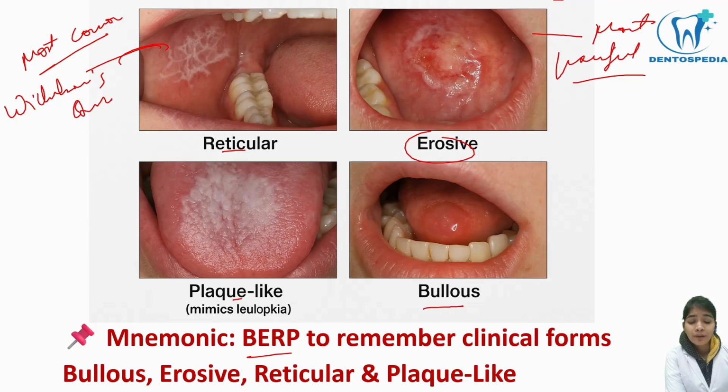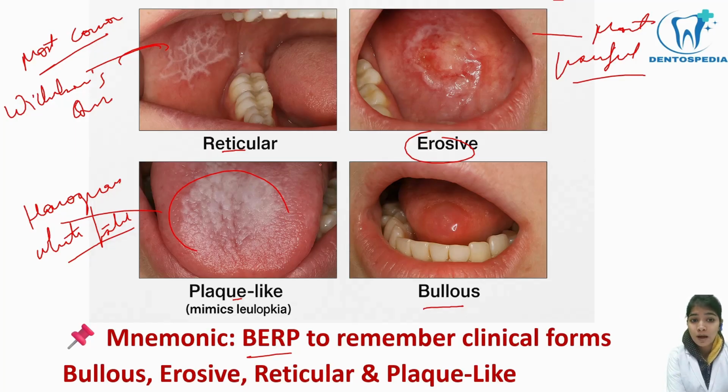Now plaque-like. See, there will be a homogeneous mass, a homogeneous white mass or homogeneous white patch. Now it looks similar to leukoplakia. Location is commonly the dorsal surface of the tongue. Again it is also asymptomatic. Understood? But it needs careful differentiation from leukoplakia.